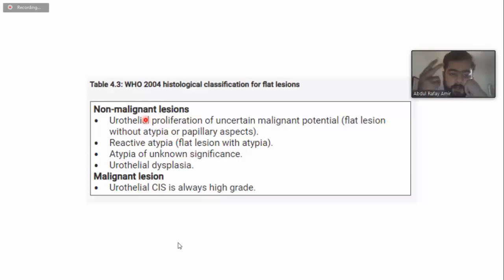Flat lesions are basically of two types. They are either malignant or non-malignant. In non-malignant varieties, we have urothelial proliferation of uncertain malignant potential, and reactive atypia, which is just the inflammatory type. Atypia of unknown significance and urothelial dysplasia are predisposing or pre-malignant conditions. Urothelial CIS is a high-grade malignant lesion.